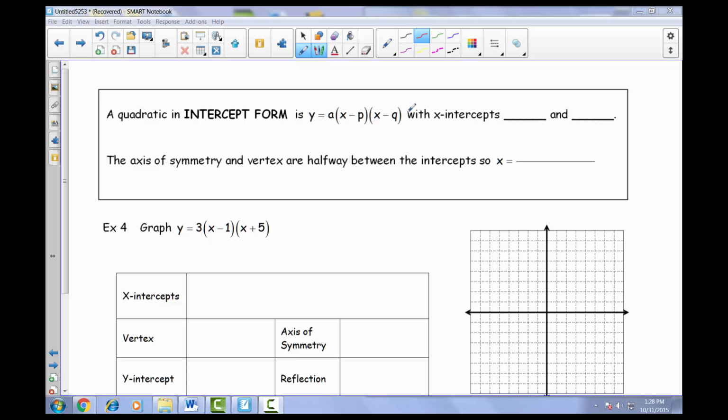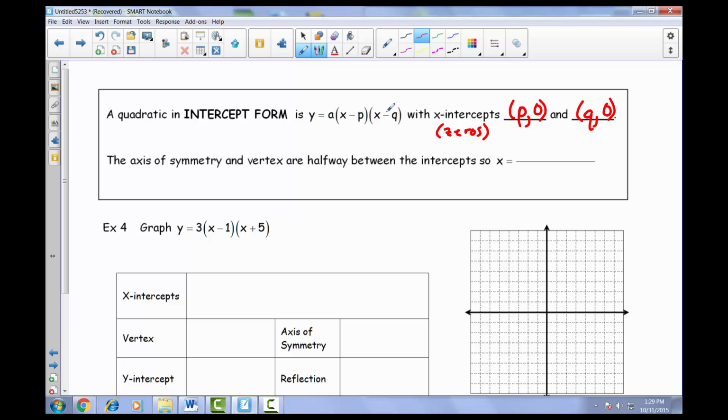So those x-intercepts, in other words, the same thing as zeros, are going to be P, so some x value P, comma 0. Our y value will always be 0 there. And again, our Q coming from our other factor, comma 0. So those x-intercepts are going to be P and Q, just coming in from our intercept form.